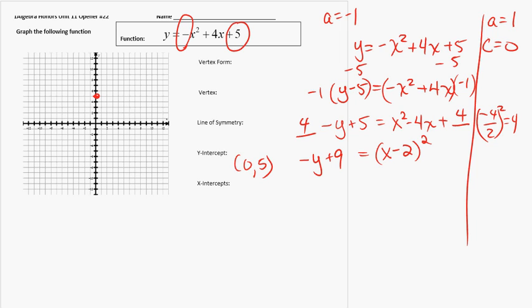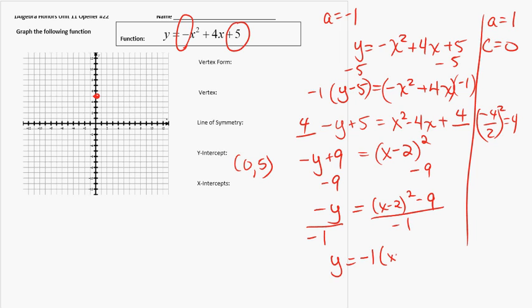So now I need to get y alone. So I'm going to subtract 9 from both sides. (x minus 2) quantity squared minus 9 must equal -y. So I now multiply by, or divide by -1 if you'd like. And this becomes y equals -1 times (x minus 2) squared. So I distribute it to that term, and now I distribute it to the other term, which is plus 9.